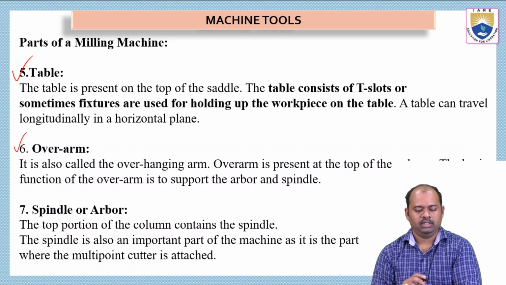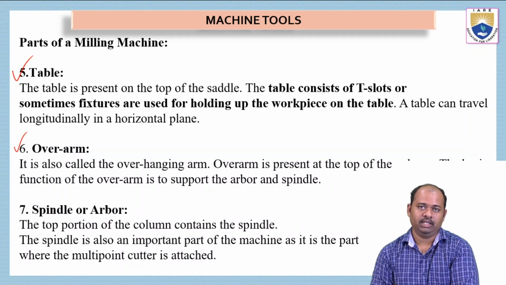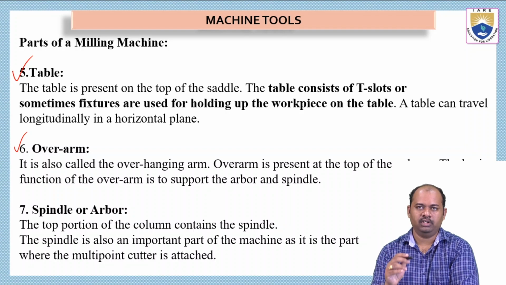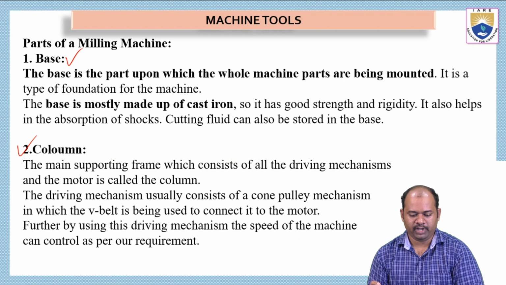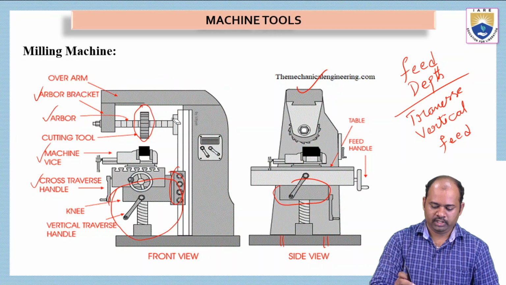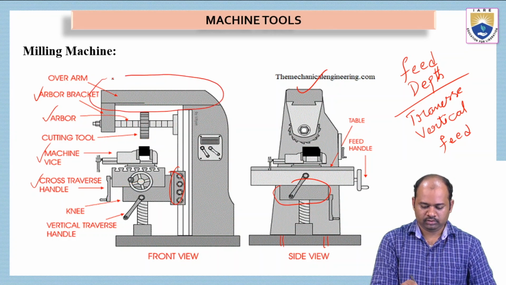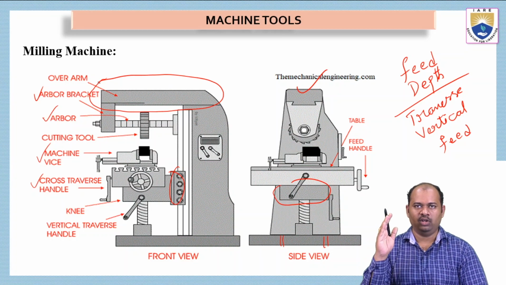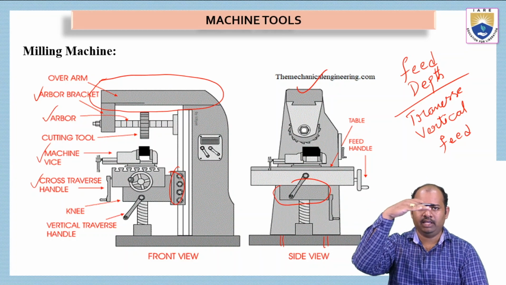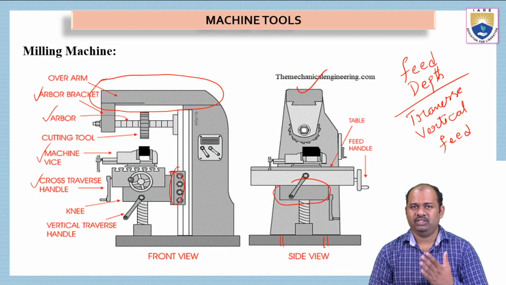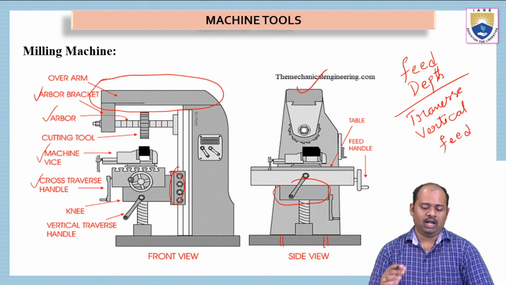The overarm is also called the overhanging arm. The overarm is present at the top of the column. The basic function of the overarm is to support the arbor and spindle. Let us go back to the figure again. So in the front view, we can see this is the overarm. This overarm is attached to the column, so it will be hanging from the column. What is the function of it? It is used to hold the arbor.